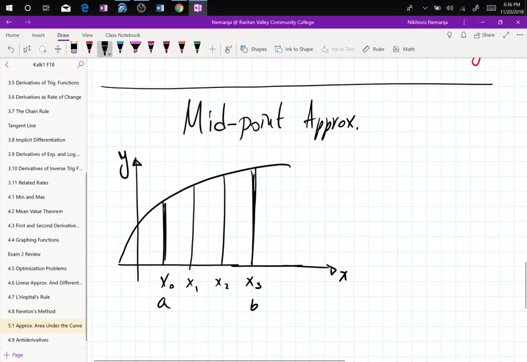So now, what's the midpoint calculation? Midpoint calculation tells you to go in the middle, and then go up, and wherever you hit the function, that's where the rectangle goes. Go from the middle up, and wherever it hits, draw a rectangle. And the last one. And that's it.